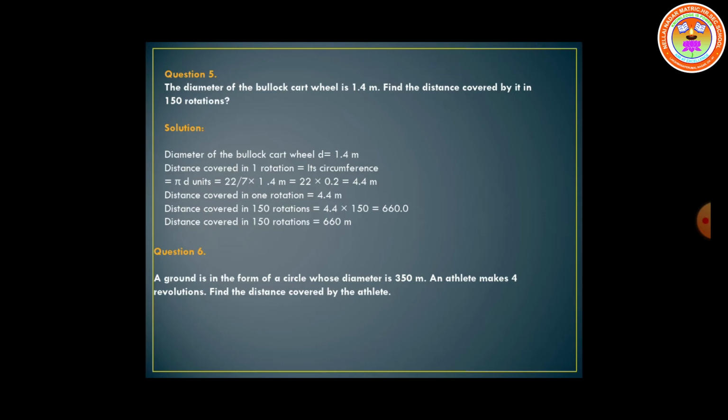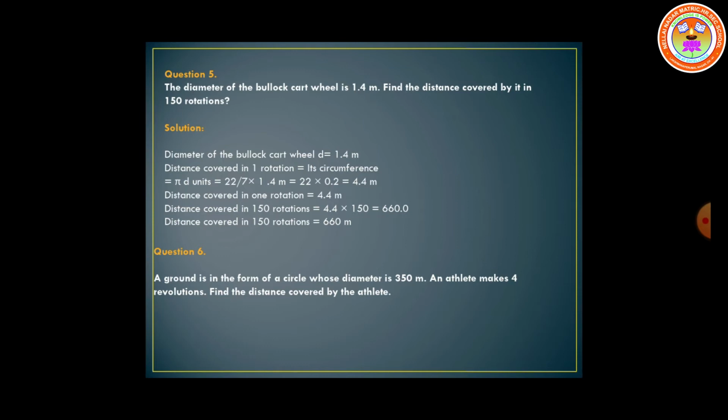7 cut, you have to put 1. 1.4 cut, you have to put 0.2. Then multiply 22 into 0.2 is equal to 4.4 meter. Next, the distance covered in 1 rotation is equal to 4.4 meter. Next, the distance covered in 150 rotations is equal to 4.4 into 150.